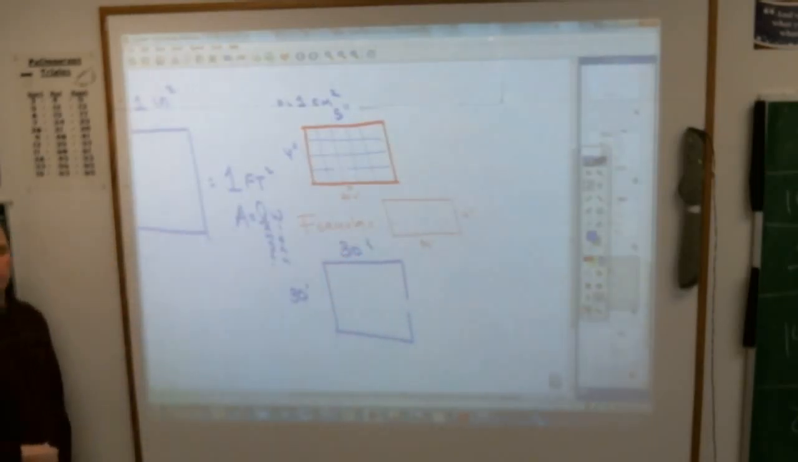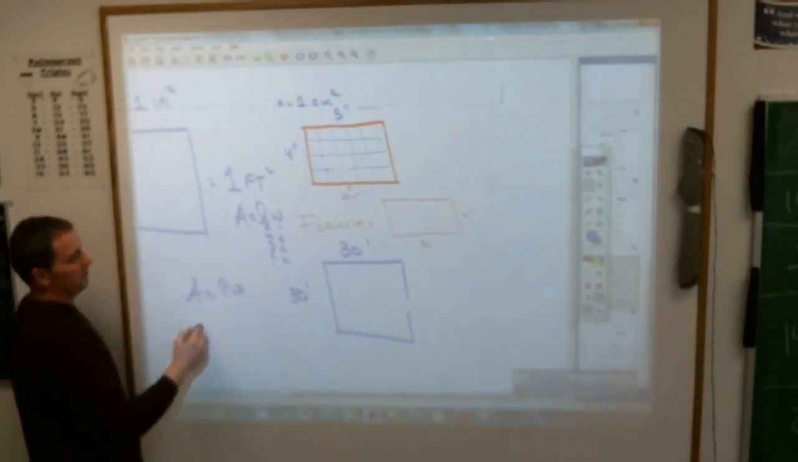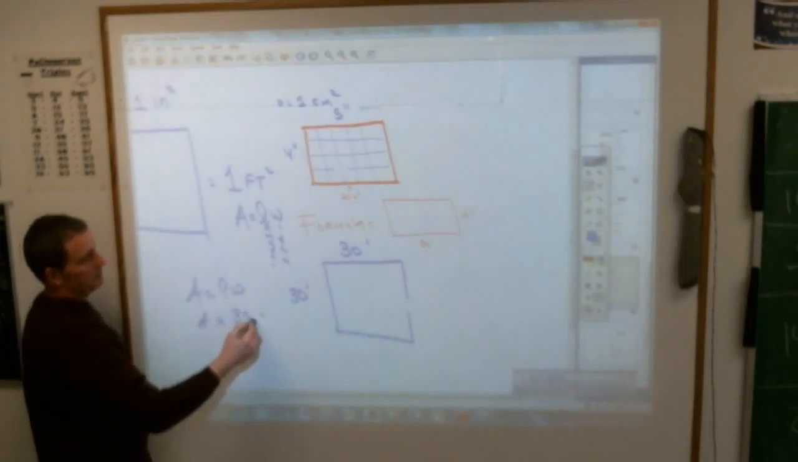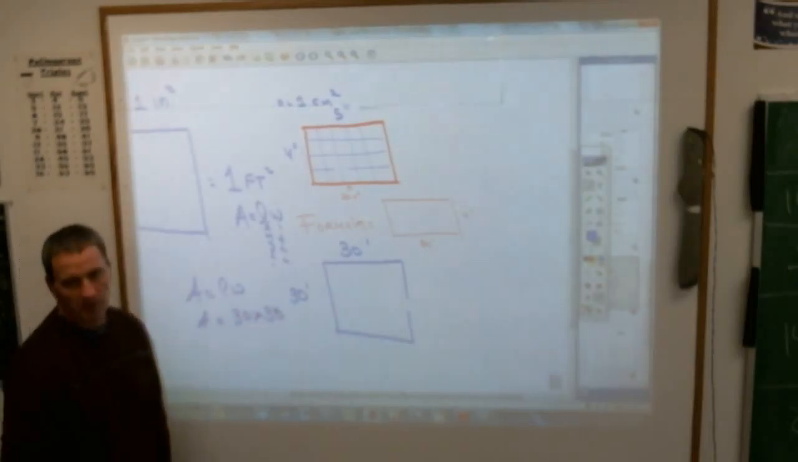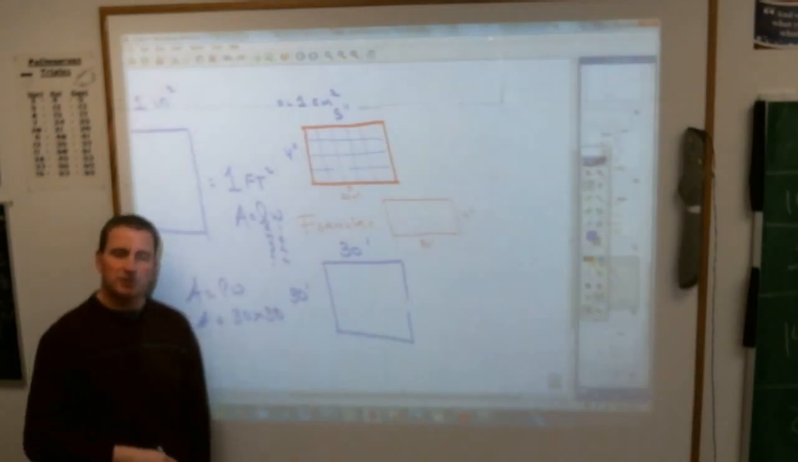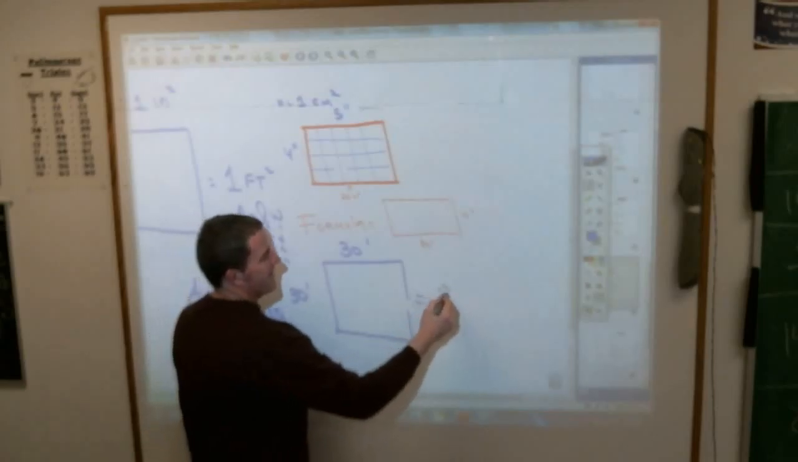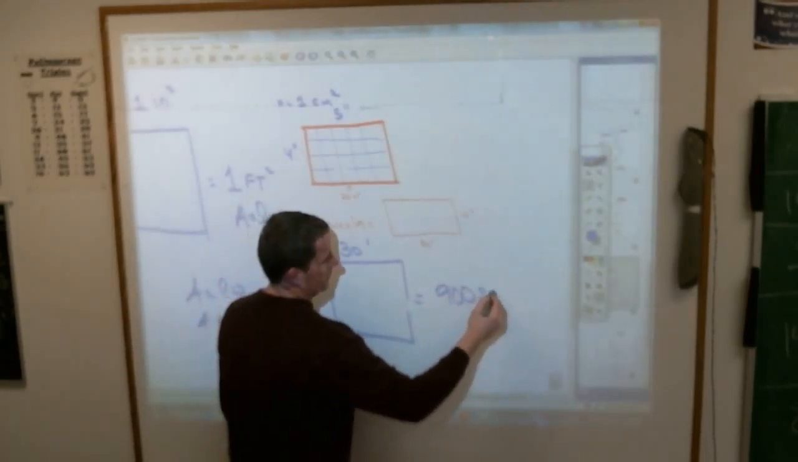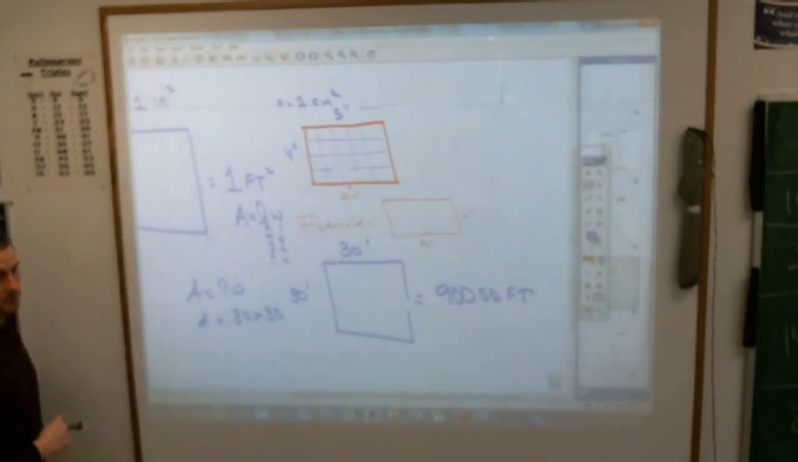So if you want to know the square footage of that, area equals length times width, I'm going to do 30 times 30. And those of you that said 100 or 200 are a bit shy, because 30 times 30 is 900. 900 square feet. I counted those tiles right over here, and how many did you get? 30. And if you counted the tiles along there, you'll get 30 as well.